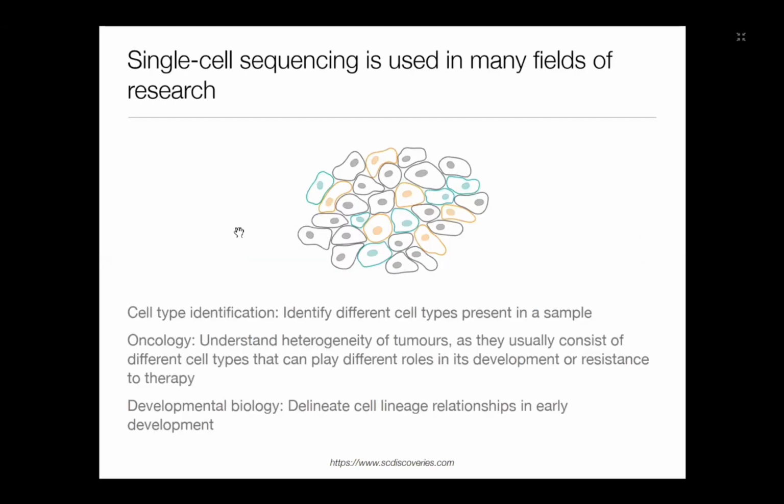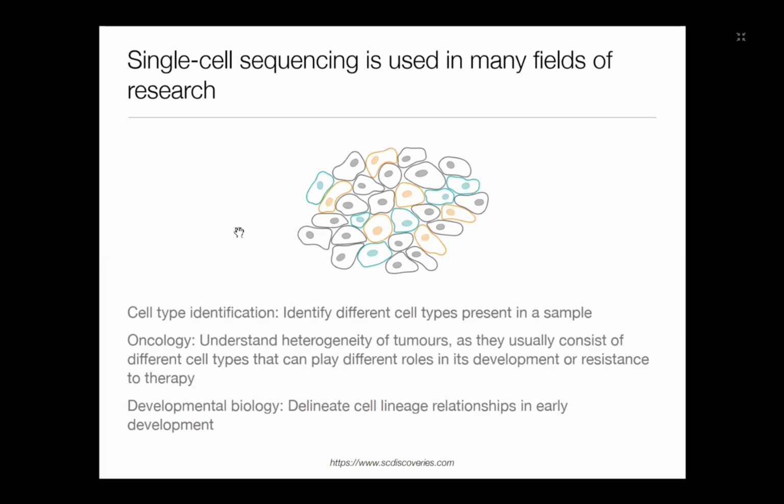Single-cell sequencing is now used in many fields of research. Most often in my collaborations, people want to use it to identify cell types in the sample. You can use it in oncology, for example, to understand the heterogeneity of tumors, as they usually consist of different cell types, and they can play different roles in the development and also the resistance to therapy.